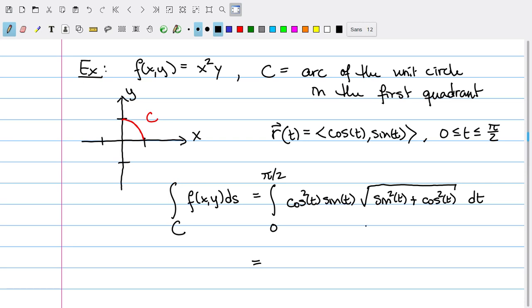And we can already see that something kind of magical is happening there. Sine squared plus cosine squared is 1, so this is the integral from 0 to pi over 2 of cosine squared t times sine of t times 1 dt.